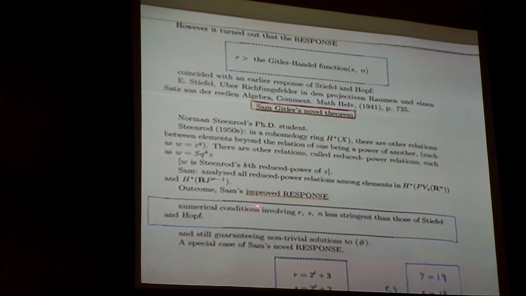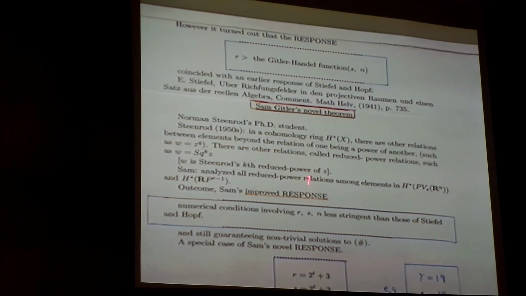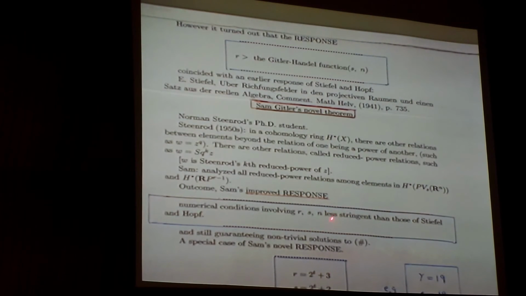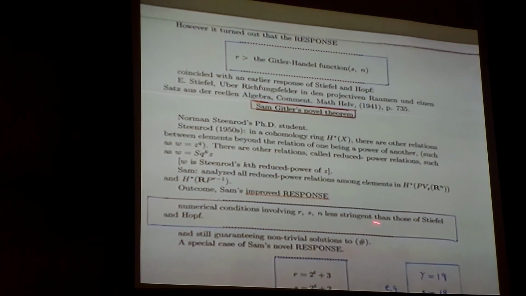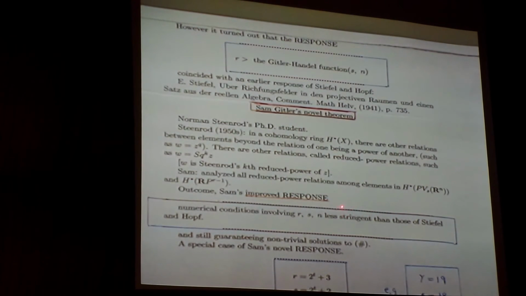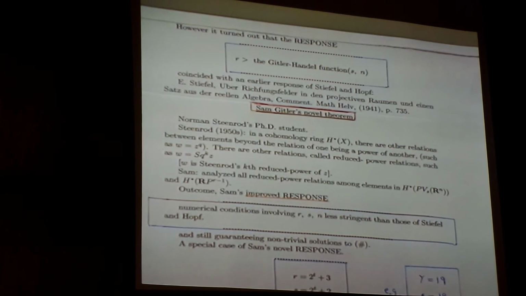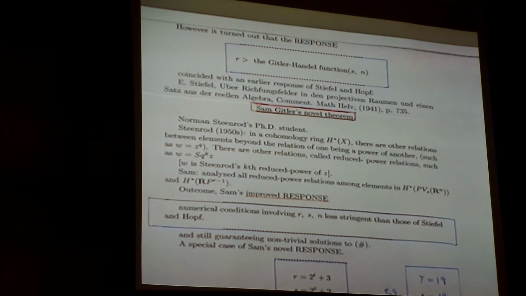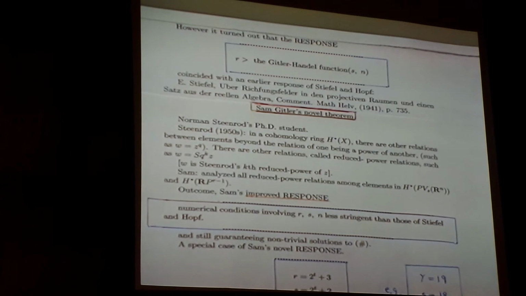He writes down a numerical condition involving these parameters R, S, and N, and this condition that Sam writes down is less restrictive and less stringent than those of Stiefel. In other words, this is a set of better numerical conditions than the above. And this one is not so restricted, therefore it's more applicable, but it still is correct and true.